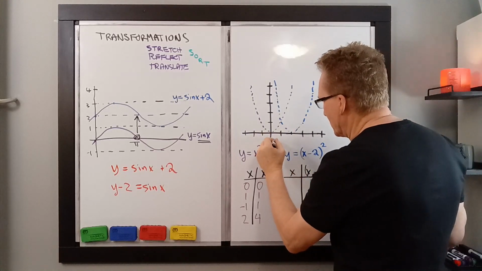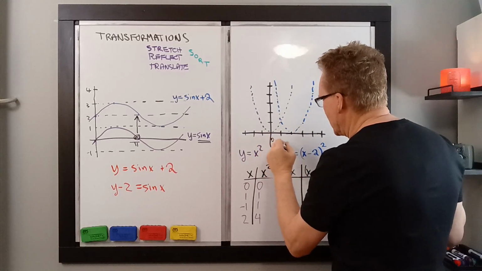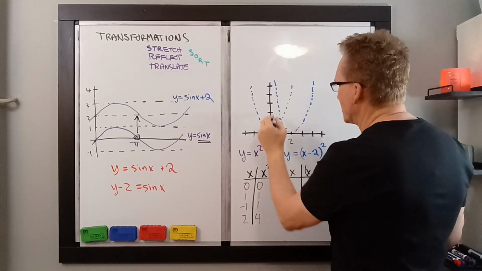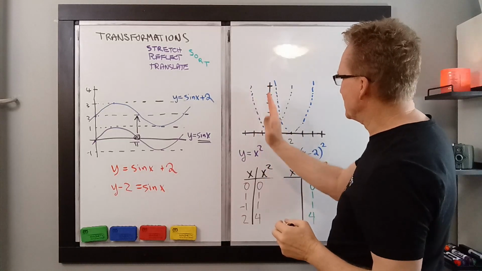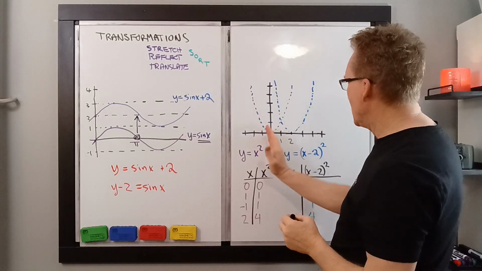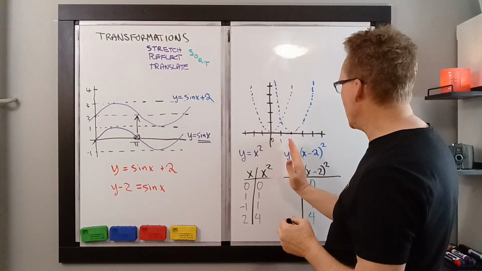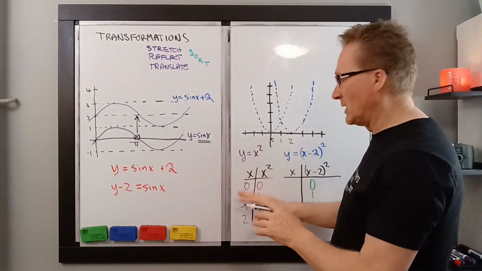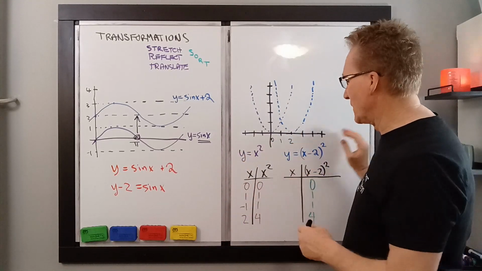So this is 0 here. The x value is 0. X value is 1. X value is 2. So notice the origin, or the axis of symmetry, for the purple one is 0. The axis of symmetry for the blue one is 2. So I've shifted the whole thing over by 2. Let's see how that works out with our numbers.